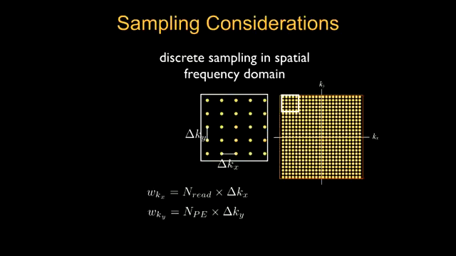So the important thing that you have to remember is, again, delta kx, WKX, and delta ky and WKY, because the relationship between the two will give you the relationship between the field of view and the resolution.